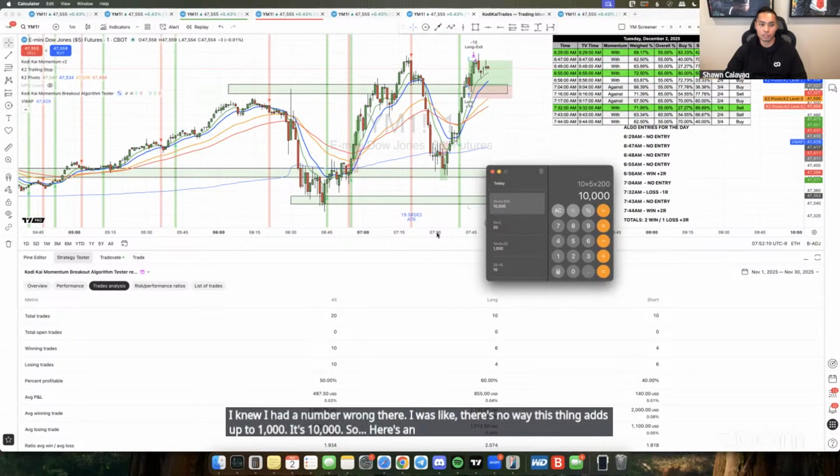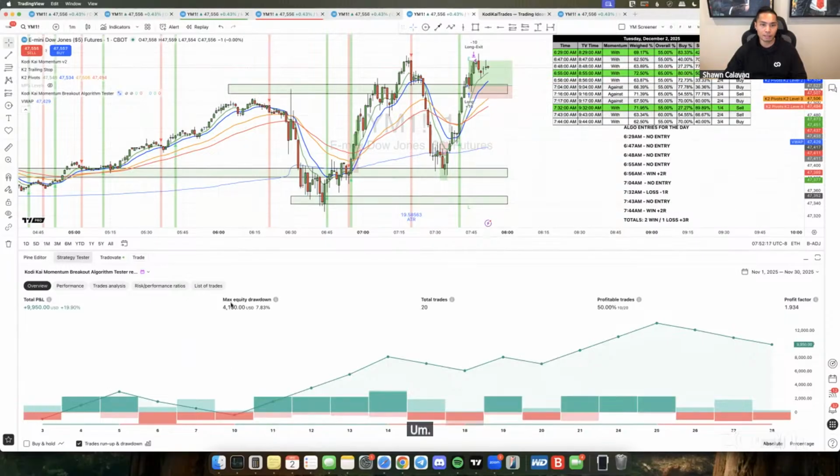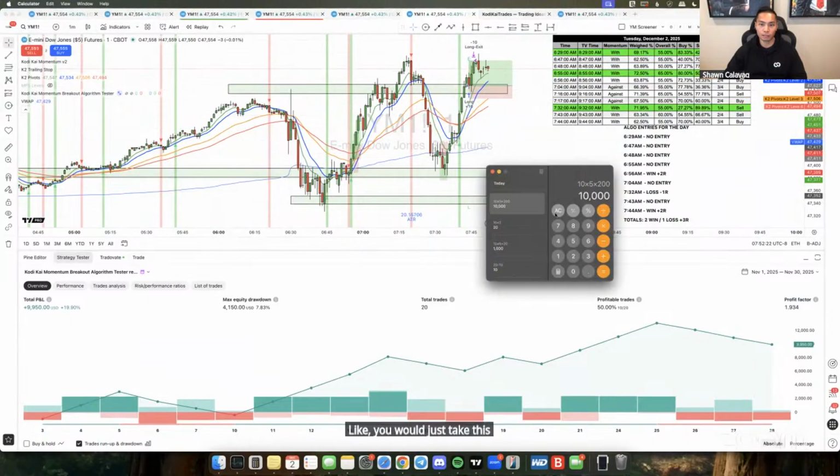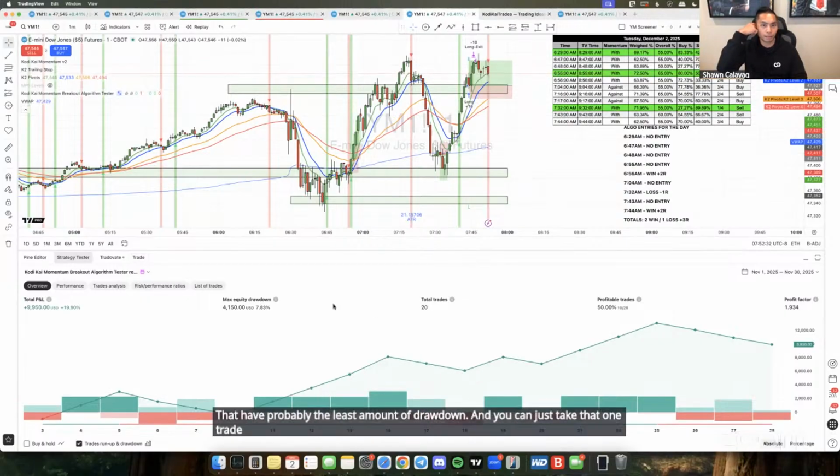So here's an example. If you find one time that's really good for whatever period you're looking to trade, basically if you wanted to pass an eval, right? You would just take this one trade every single day. Or you could find two times that are good, that have probably the least amount of drawdown, and you can just take that one trade every single day. It doesn't matter what the market's showing, doesn't matter what market structure is looking like. You can literally just take that one trade every single day.